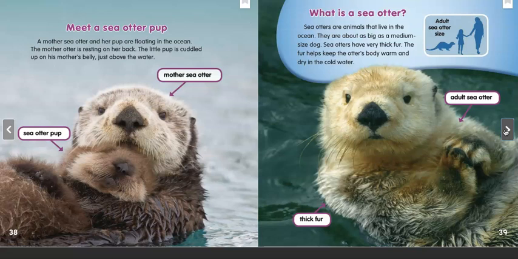At the top here, I see a little text box that shows me the sea otter size as it compares to human beings. That's very interesting. I also see some captions. I see an adult sea otter, and I see a caption pointing to thick fur. Let's continue.